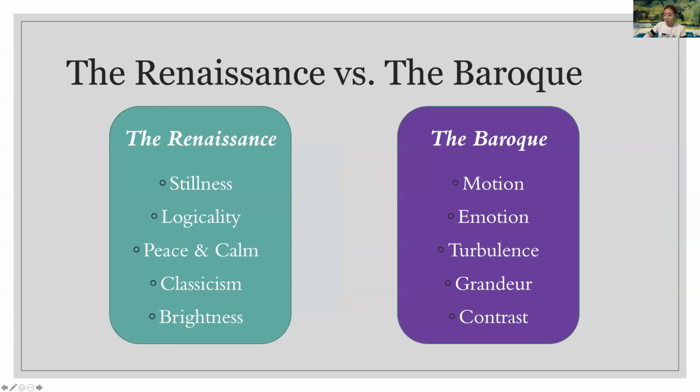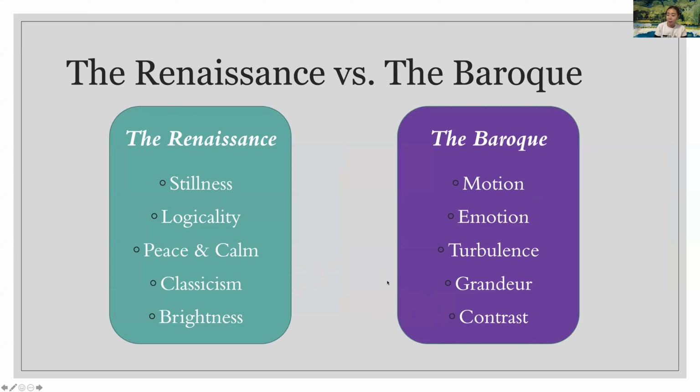So this is the important part. In conclusion, the Renaissance art shows stillness, logic, peace and calm, classicism, and brightness. And the Baroque art shows motion, emotion, turbulence, grandeur, and contrast. So please remember each art movement's features.